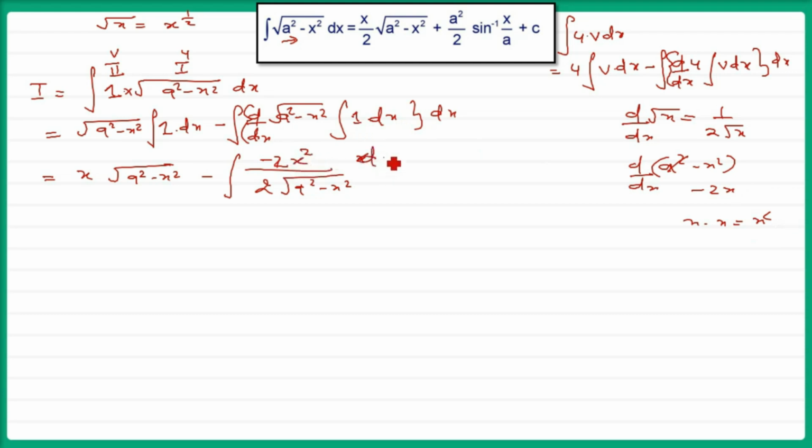Now we need to integrate this second part. First part is already done. So this 2 will get cancelled, but we will not do anything with this negative sign. So negative x square divided by under root a square minus x square, I am explaining it separately.